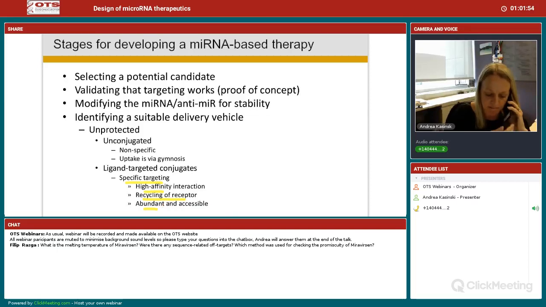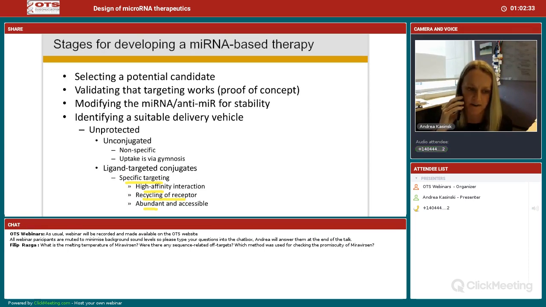Of course, accessibility goes without saying, but as far as abundance, when you're delivering a ligand conjugate, you only have one molecule delivered per ligand. That's very different than if we're delivering a nanoparticle like a lipid or a polymer, where you can have 1,000 copies of that RNA being delivered per nanoparticle. In this case, we have one molecule per ligand. So the receptor needs to be at high enough concentration on the target cell. And of course, that recycling helps too, in such a way that you get enough therapeutic quantity into the cell with that single ligand conjugate.